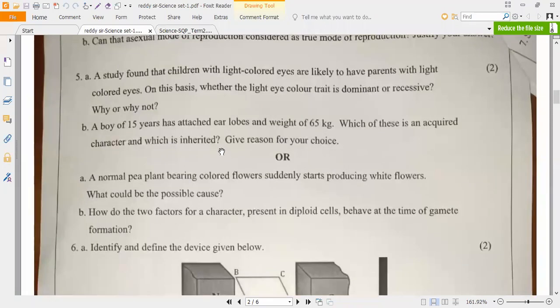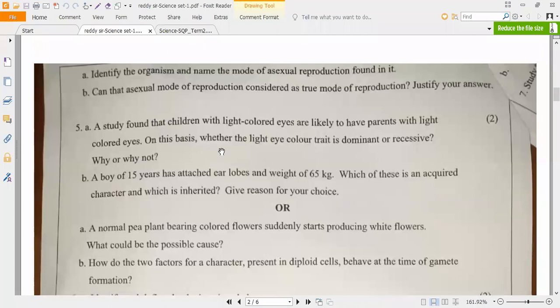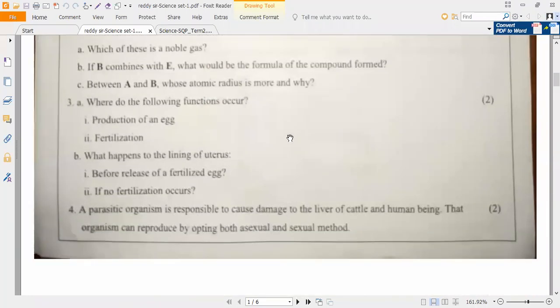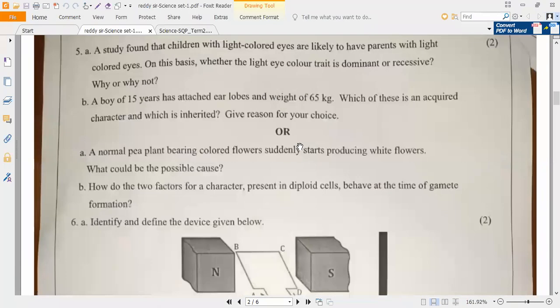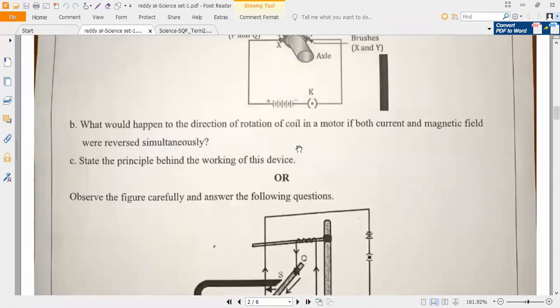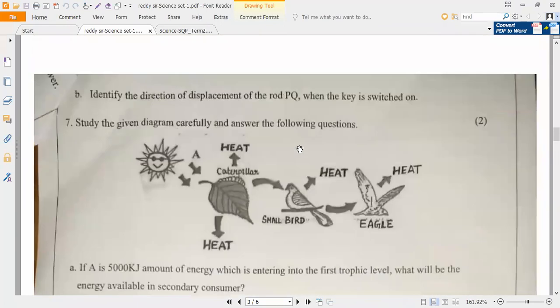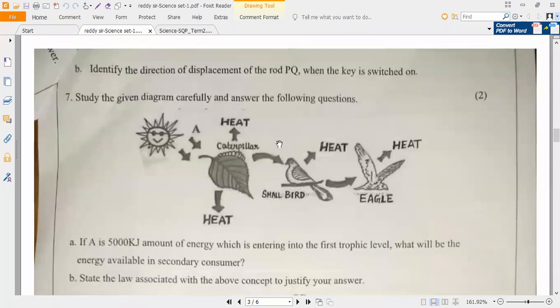So, what is the question? It's not here, I think. It is not there. We'll see where it is. Here you can see, guys. 7th question. Study the given diagram carefully and answer the following question. Answer it, anyone. First of all, yes, please respond and tell me. You have to speak this question. Study the given diagram carefully and answer the following question.